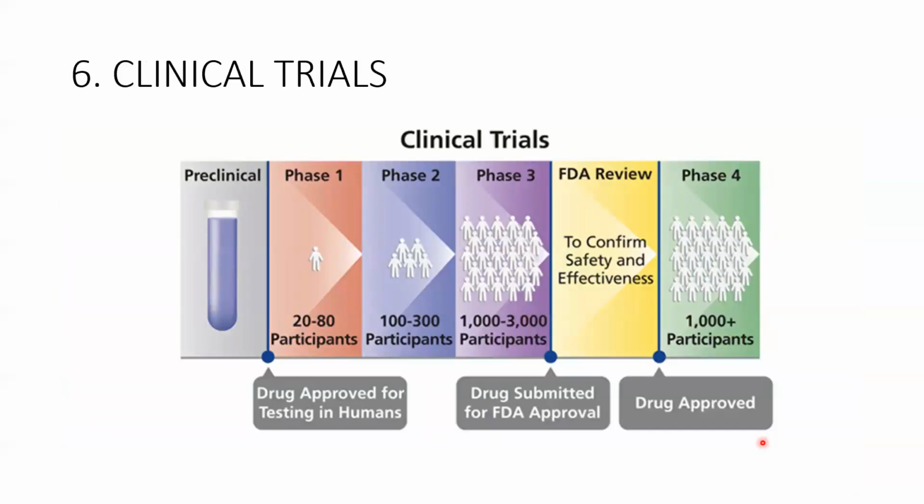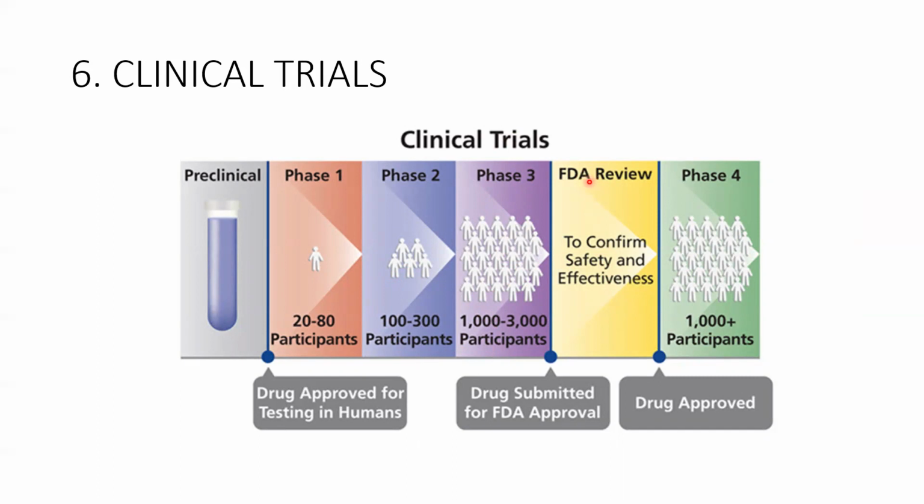Next one is clinical stages. Clinical stages involve 4 phases basically. The first phase is limited to 20 to 80 participants, and the next stage is 200 to 300 participants. Phase 3, the most important phase, is limited to 1,000 to 3,000 participants. After that, normally people give the final report to the FDA. FDA means Food and Drug Administration in America.